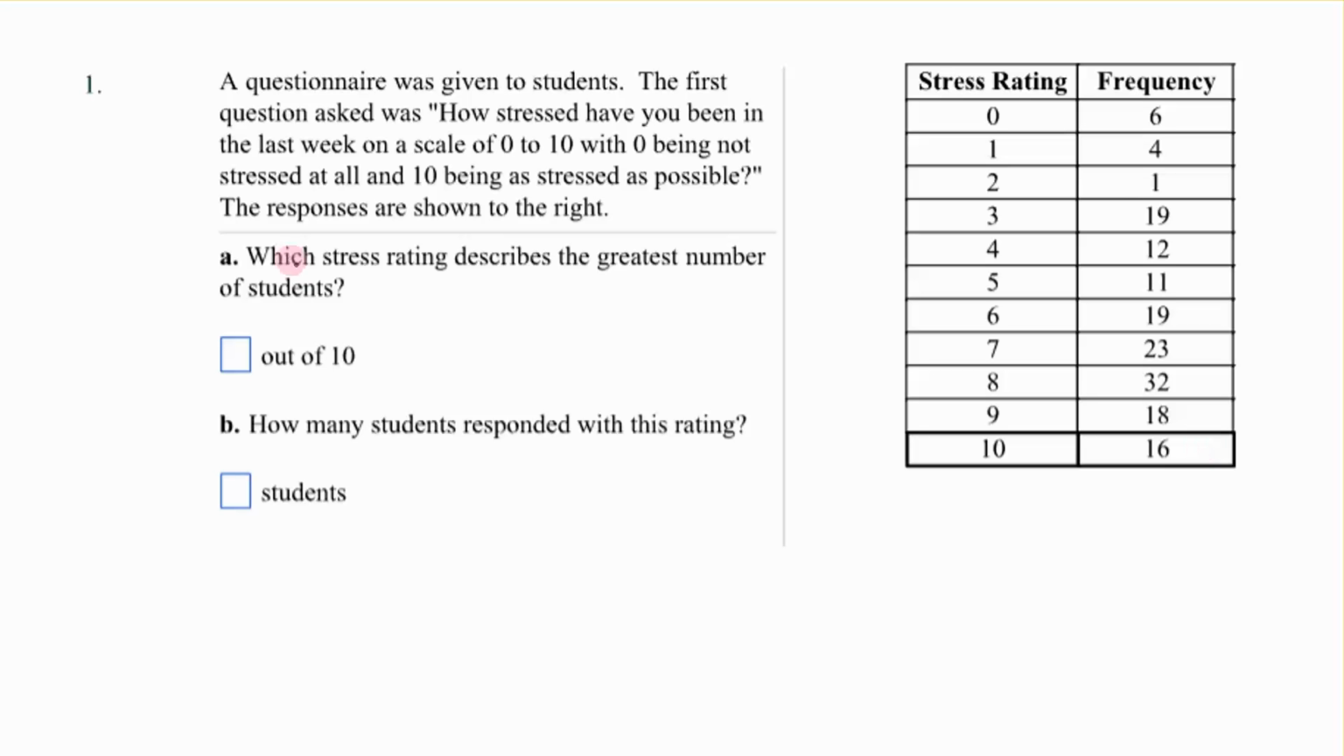Okay. Which stress rating described the greatest number of students? So here are the stress ratings. Where's the greatest number of students? Well, the greatest in the frequency is 32, and that is stress rating 8. So it was 8 out of 10. How many students responded with this rating? And the answer, we've already said it, is 32. Okay, so that was just an exercise to look and see what a frequency distribution is.